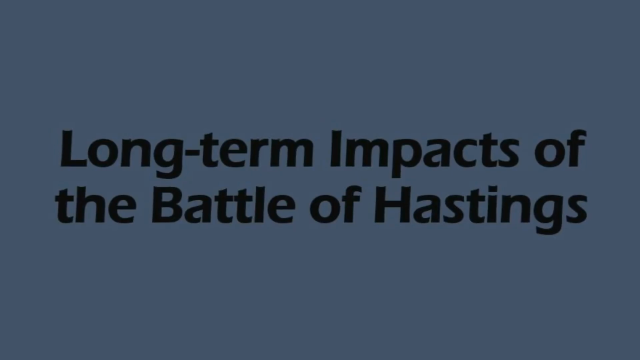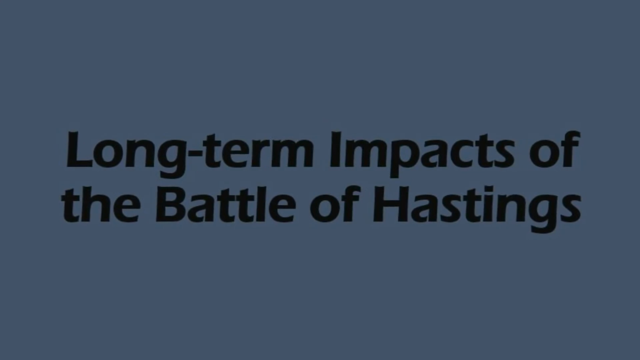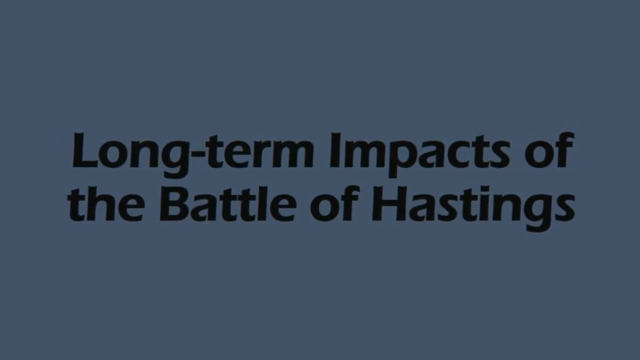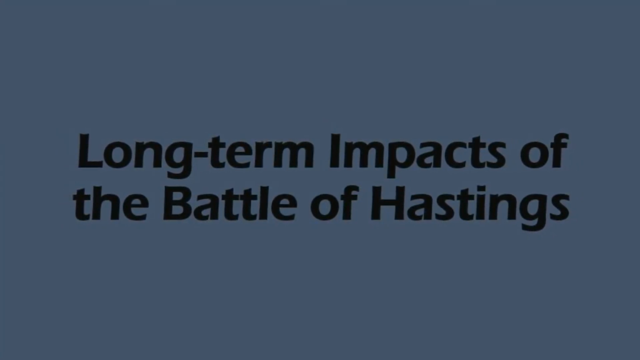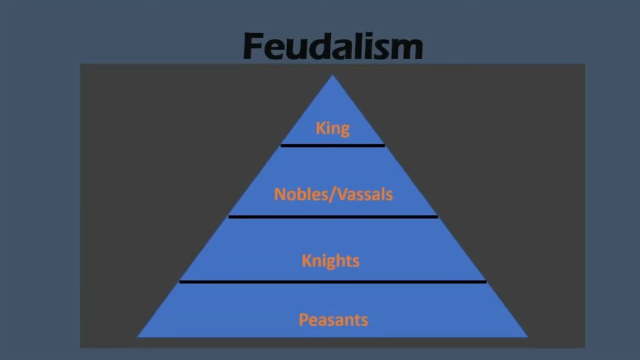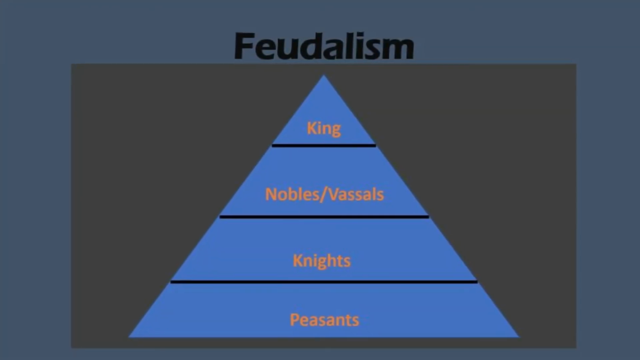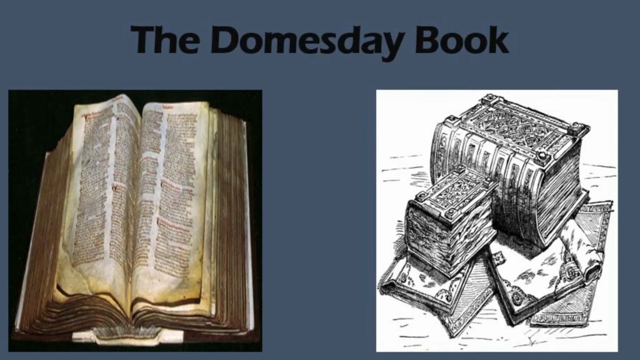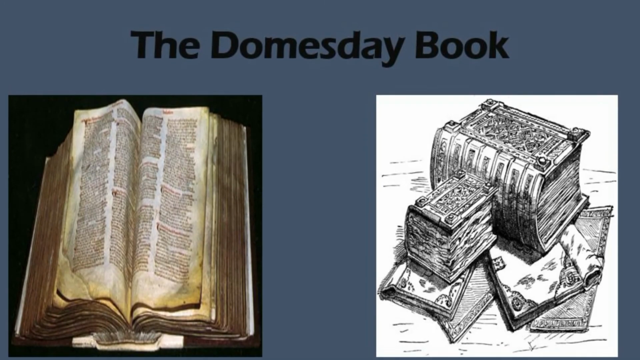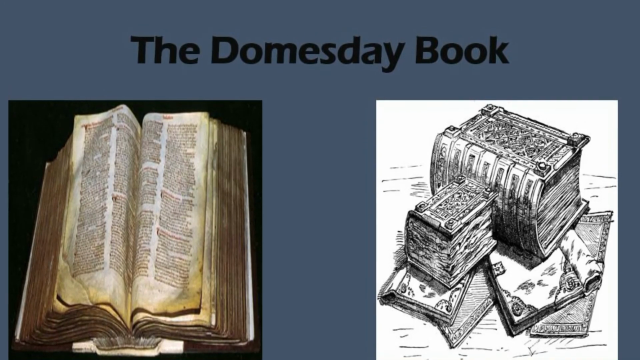Long-term impacts of the Normans winning the Battle of Hastings include: French became the language of the kingdom, and it mixed with Old English to produce our modern-day English. William introduces feudalism to England. He also has the Domesday Book created, which is a census of the lands and the people of England. It was among one of his notable achievements.